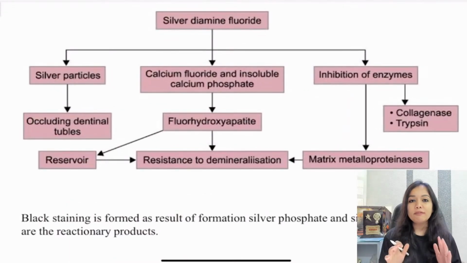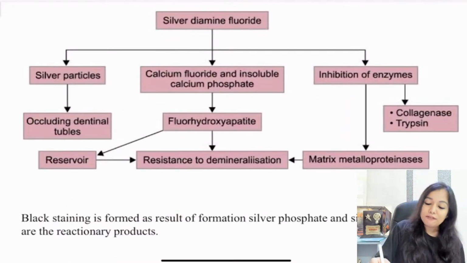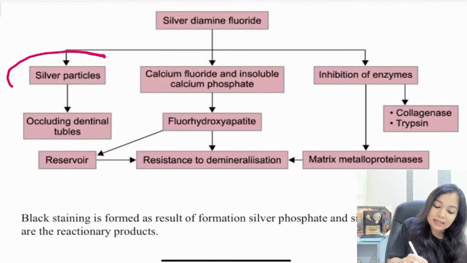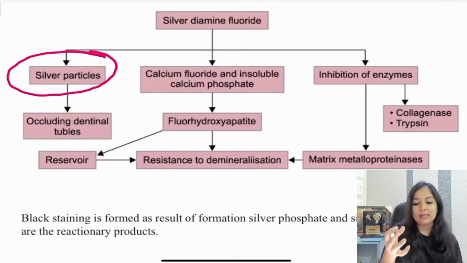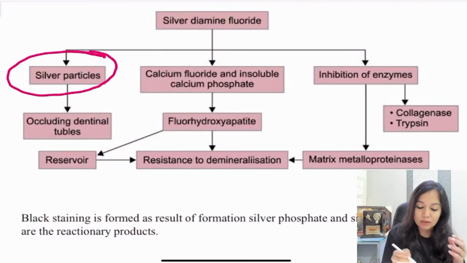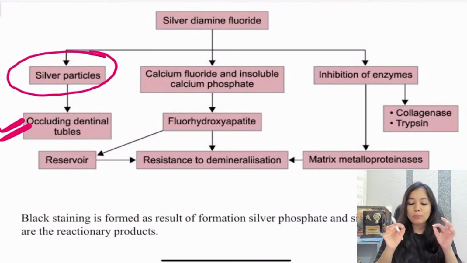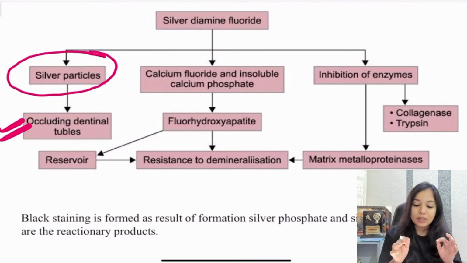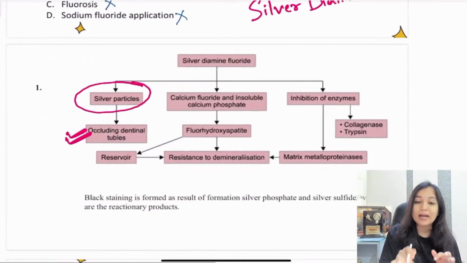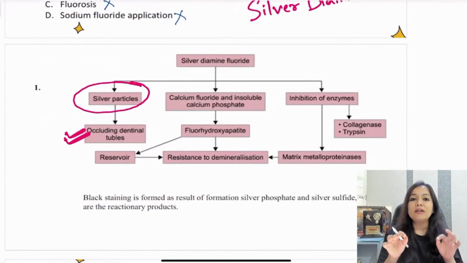Silver diamine fluoride does three things. The first thing that it does is it gives out silver particles, because it has silver in it. And what do those silver particles do? These silver particles occlude the dentinal tubules, and this is where silver acts as an anti-sensitivity agent.